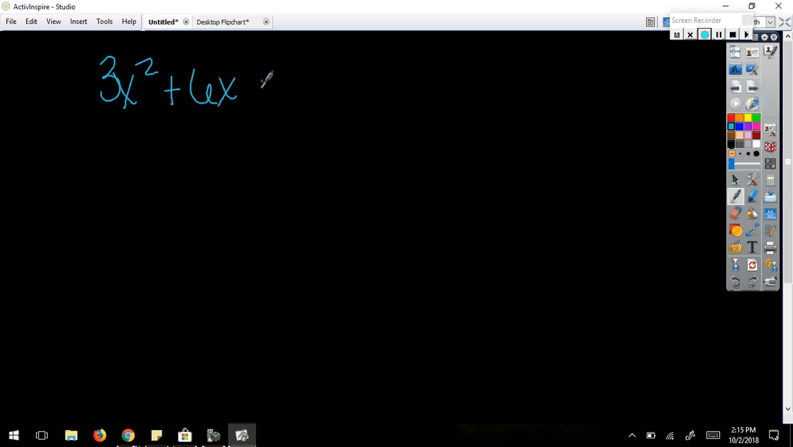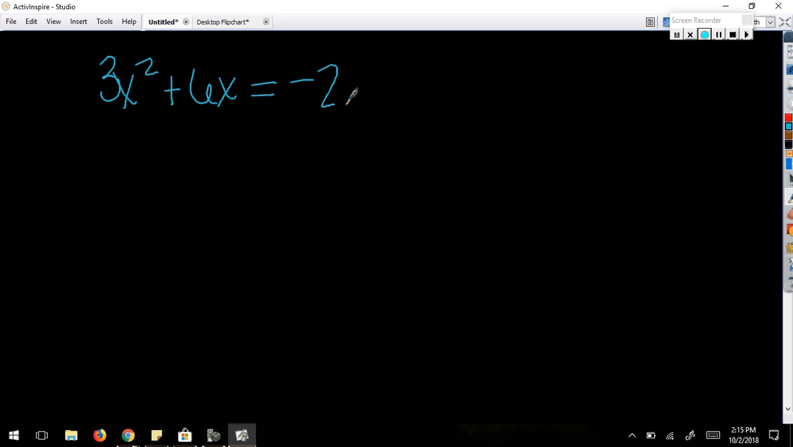Let's look at this example. 3x squared plus 6x plus, actually, let's make this equals -2. I don't want to solve it. I don't want to know what x equals. I want to know how many solutions and the kind of solutions that it has. None, because it doesn't equal 0. John, you gotta make it equal 0. Yes, you gotta add 2.